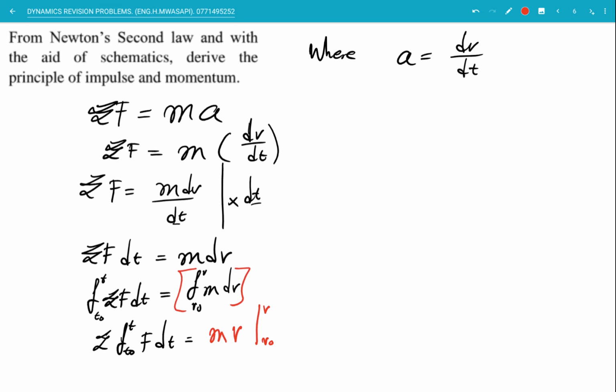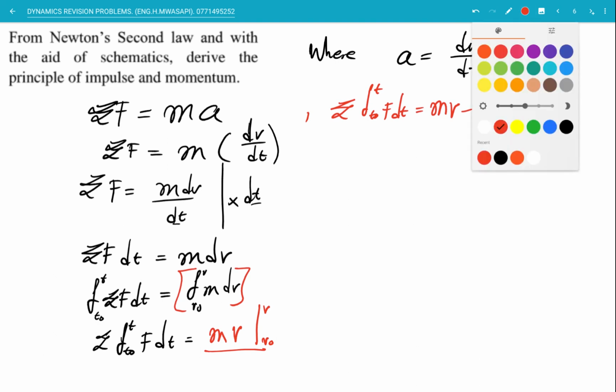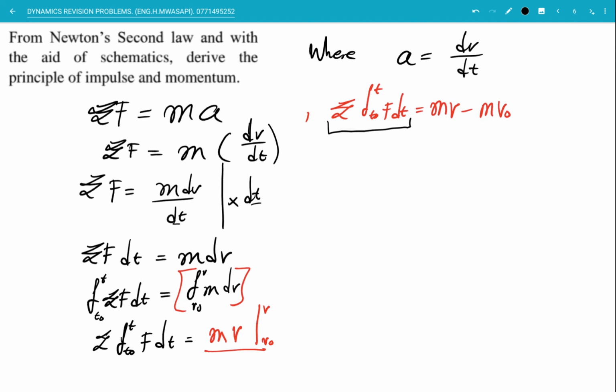Once you do that, you end up having the summation of the integral from t naught to t of F dt being equal to, if you evaluate this portion here, mv minus mv naught. Now this portion we're having here is called impulse, and the other point here that we have is called momentum. So the summation of all the impulse is equal to the change in what? Momentum.